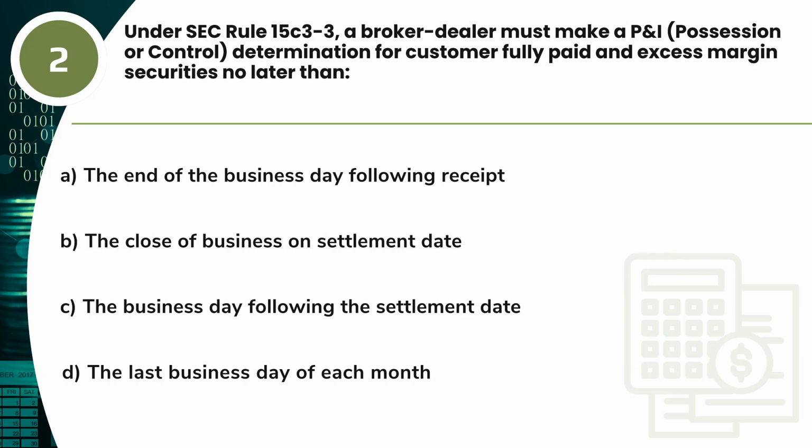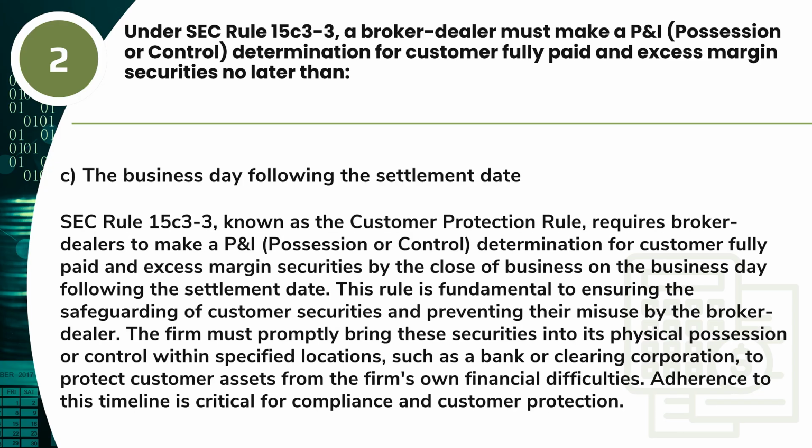Question 2. Under SEC Rule 15c3-3, a broker-dealer must make a P&I, possession or control, determination for customer fully paid and excess margin securities no later than: A. The end of the business day following receipt. B. The close of business on settlement date. C. The business day following the settlement date. D. The last business day of each month. Answer: C. The business day following the settlement date.